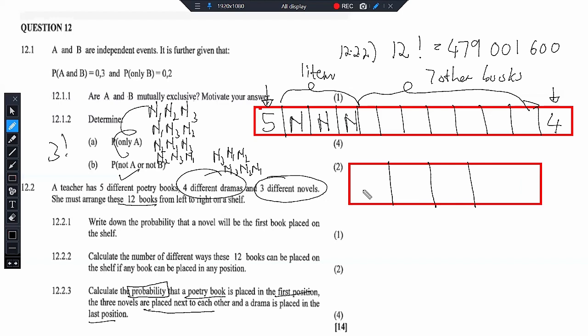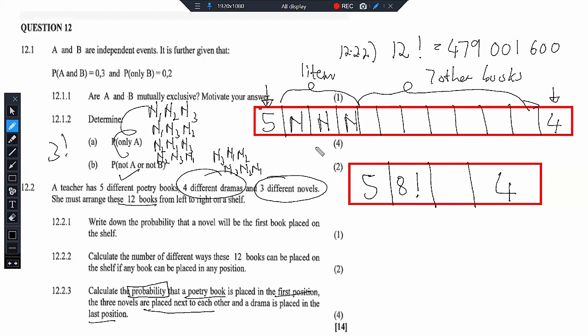Right. So the first position must be occupied by a poetry book. The last position must be occupied by a drama book. But then remember, in terms of placing the other books now, the 7 and the 1 item here, we can place them in 8 factorial ways. Because now, remember, we said we have 8 books. Right. So 8 factorial ways.